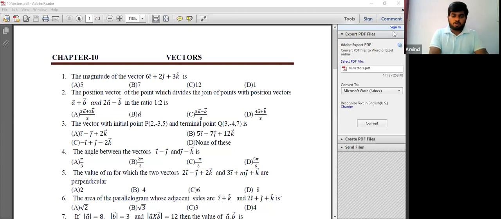The magnitude of the vector 6i cap plus 2j cap plus 3k cap. How do you find the magnitude of a vector? Shreyas, Janavi, and who else? Pavitra. How do you find the magnitude of a vector? First, give me the formula.